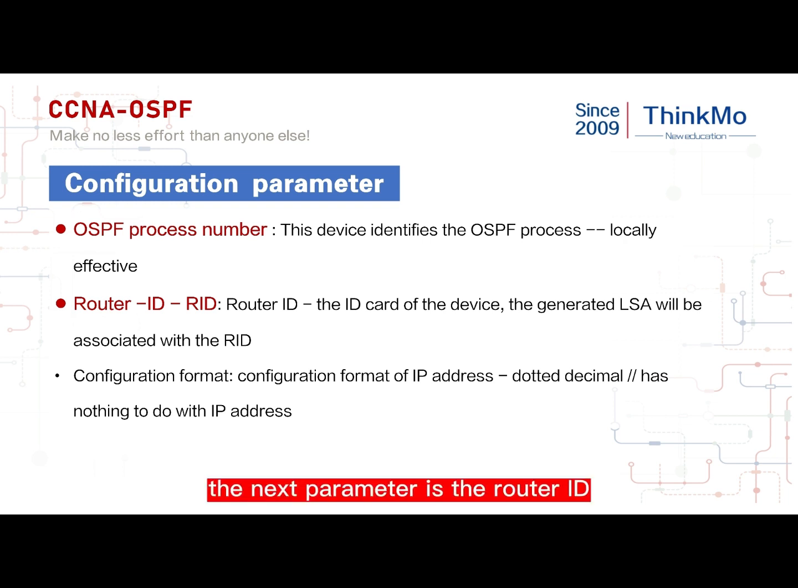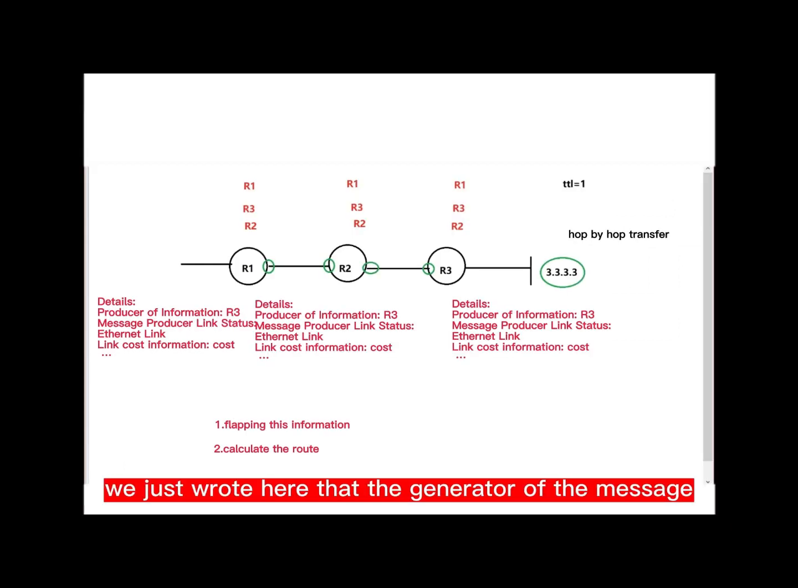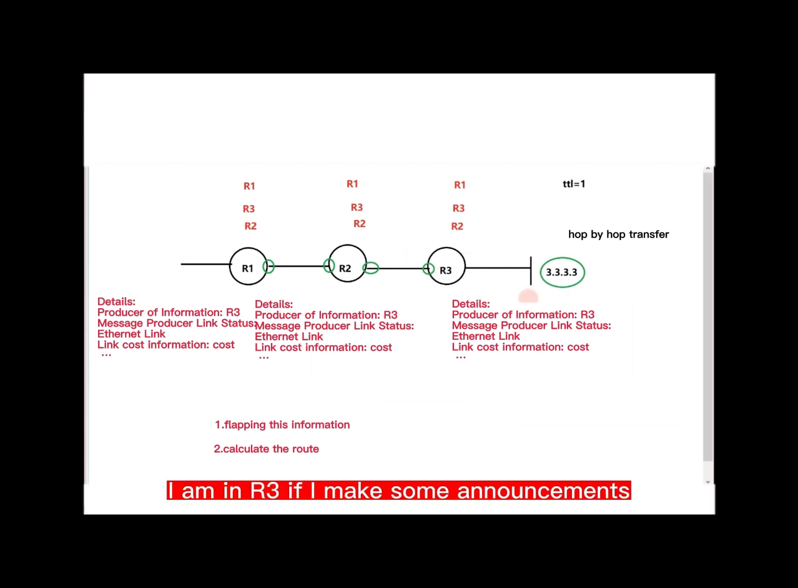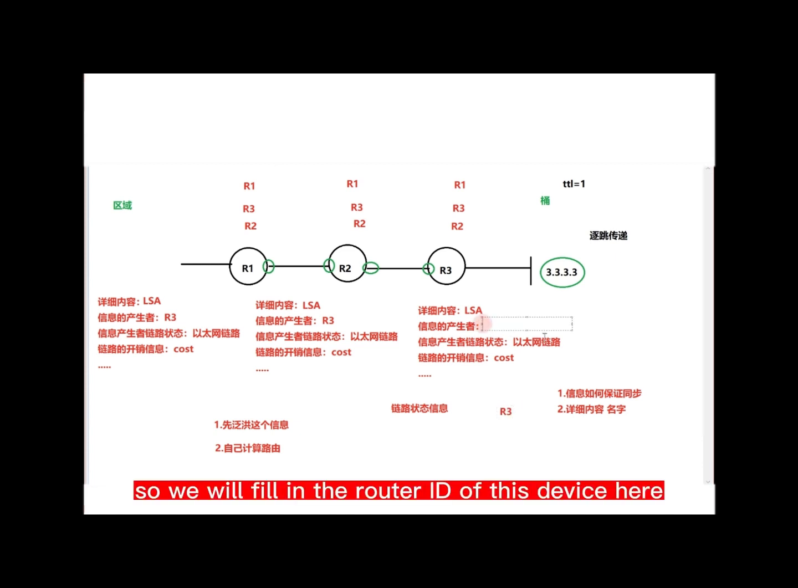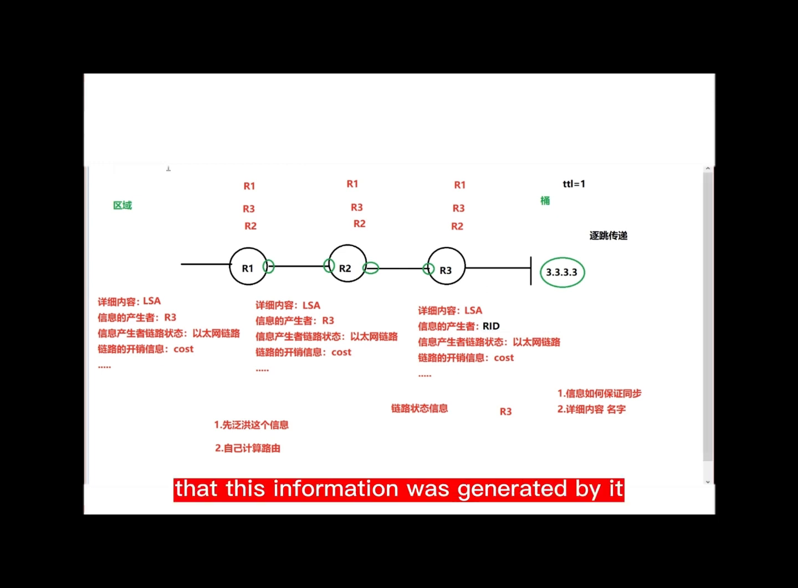The next parameter is the router ID. How is it identified? Let's go back to this picture. We just wrote here the generator of the message. I am in R3, and if I make some announcements, then the device will generate information. A device generates information to tell other devices, so we will fill in the router ID of this device here, telling other devices that this information was generated by it. So the information generated by each device will carry its own router ID.